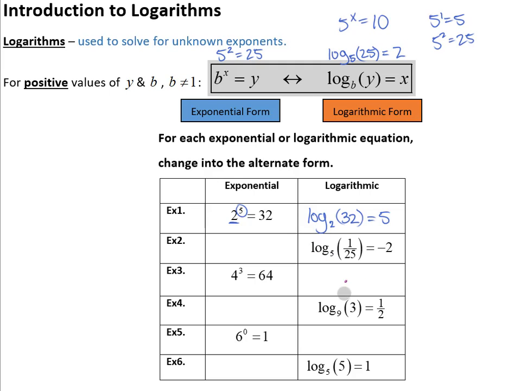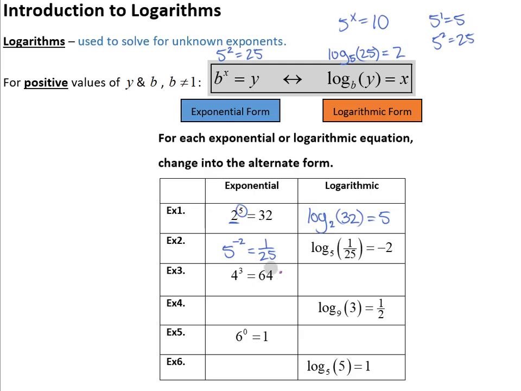Okay, what if we go backwards? Now they're giving me a logarithm, and we want to write it as an exponential. This is the base, so that is also the base of my exponent. This is our exponent, so 5 to the negative second power equals the value from inside, 1/25. And this is a true statement.